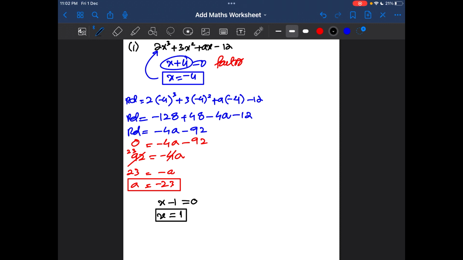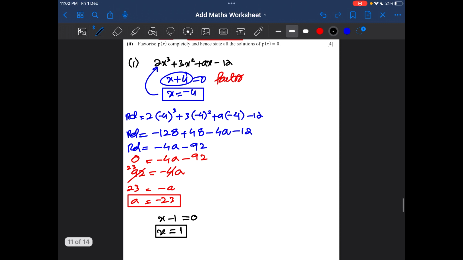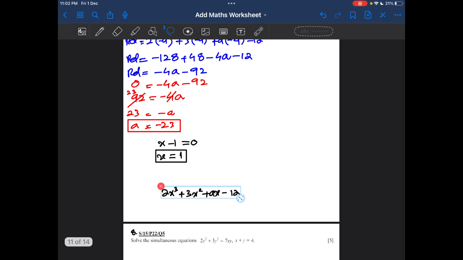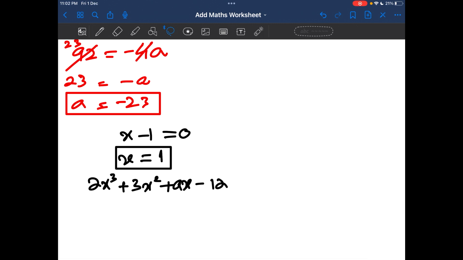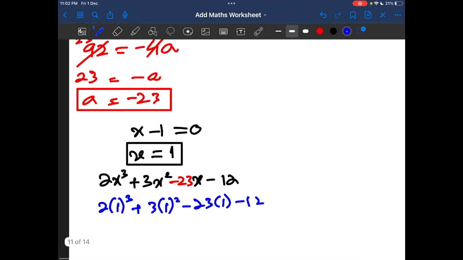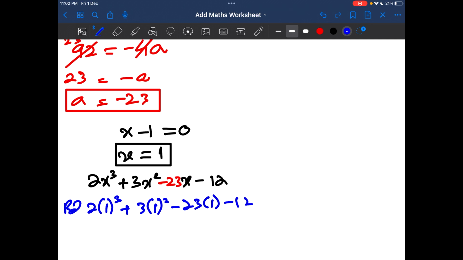We're going to find out the value of x here first, and now I'm going to put this in this equation. Considering that we got the value of a, we are going to put a equal to minus 23 here. Now I'm going to put the value of x, which is 1, so it becomes 1 cube, 2 into 1 square, minus 23 into 1, minus 12. The moment I put the value 1, the output is going to be the remainder.